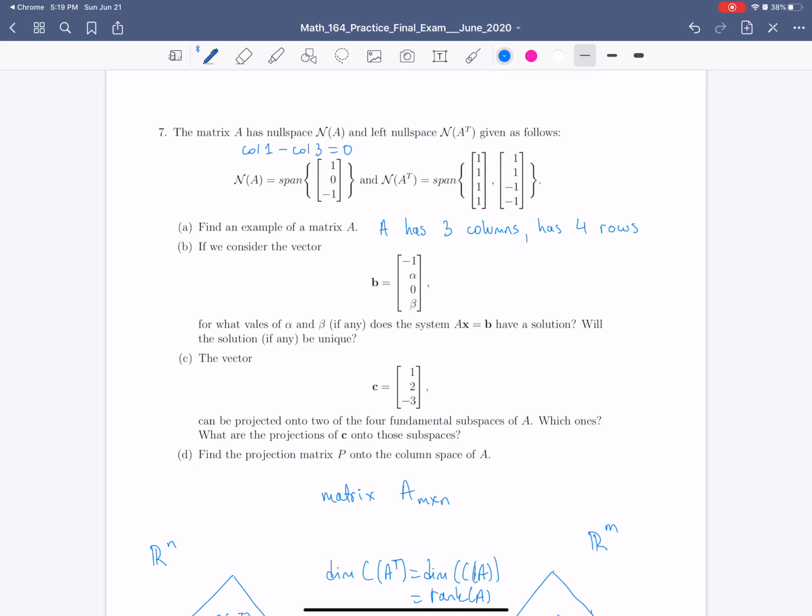Well, the first vector in the left null space says row 1 plus row 2 plus row 3 plus row 4 add up to 0. So if I add all the four rows, I get 0. What about the second vector? Well, that one says row 1 plus row 2 minus row 3 minus row 4 gives us 0.